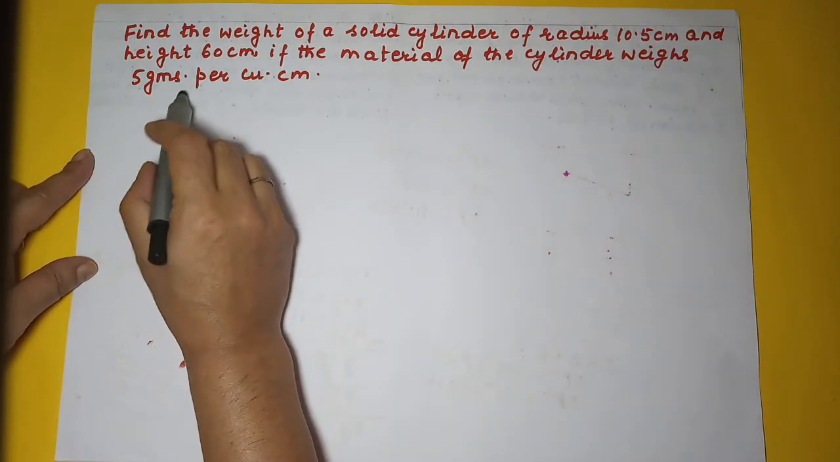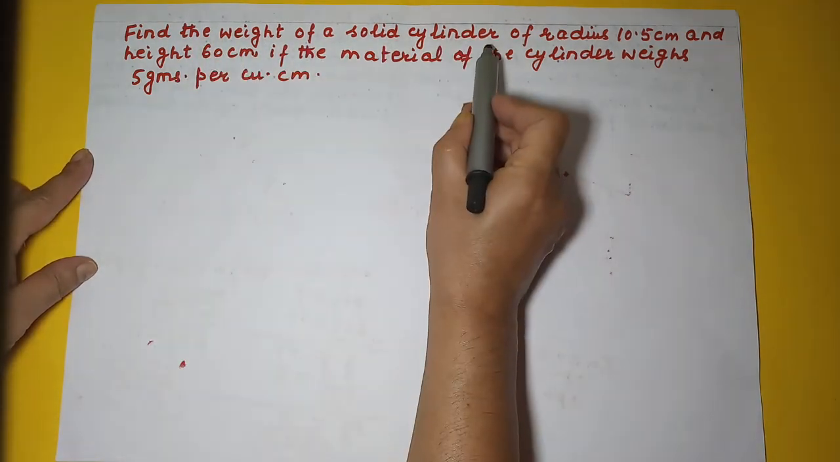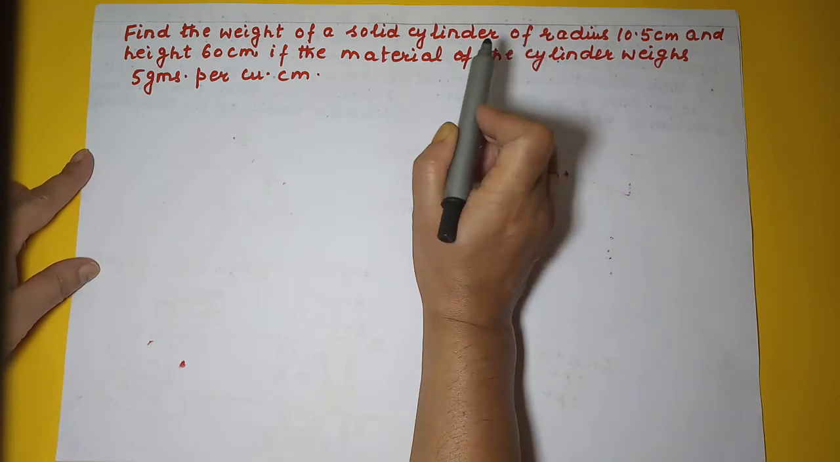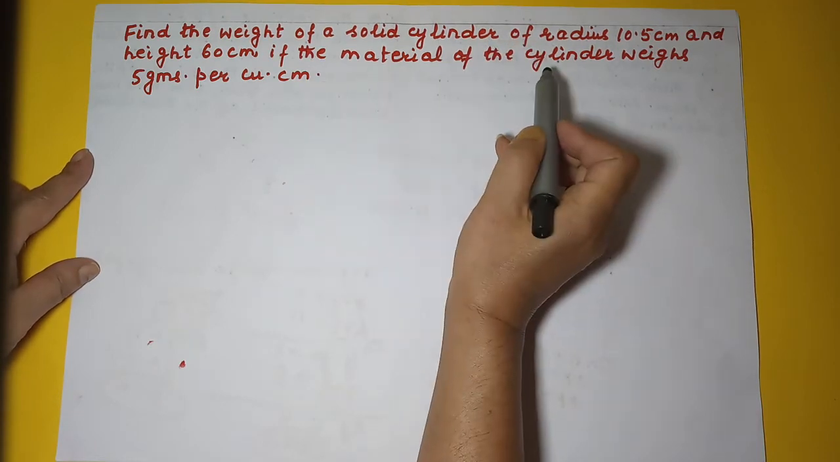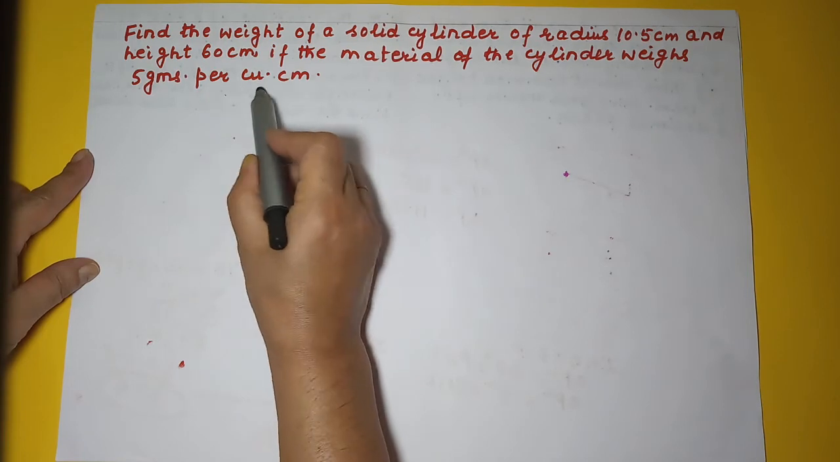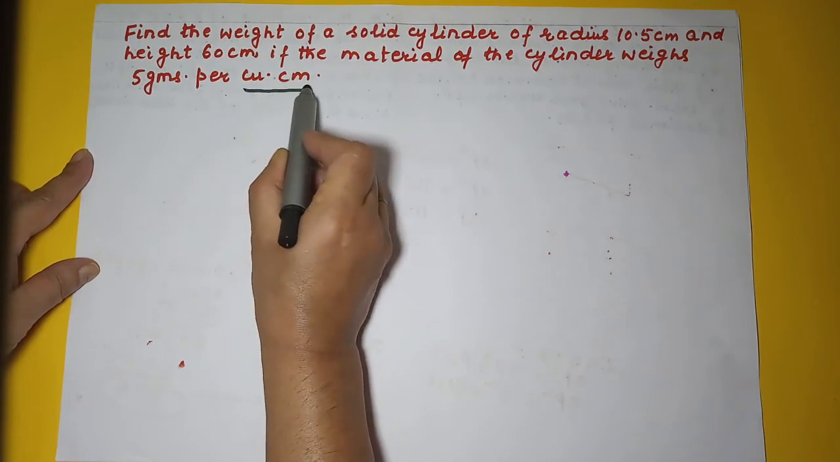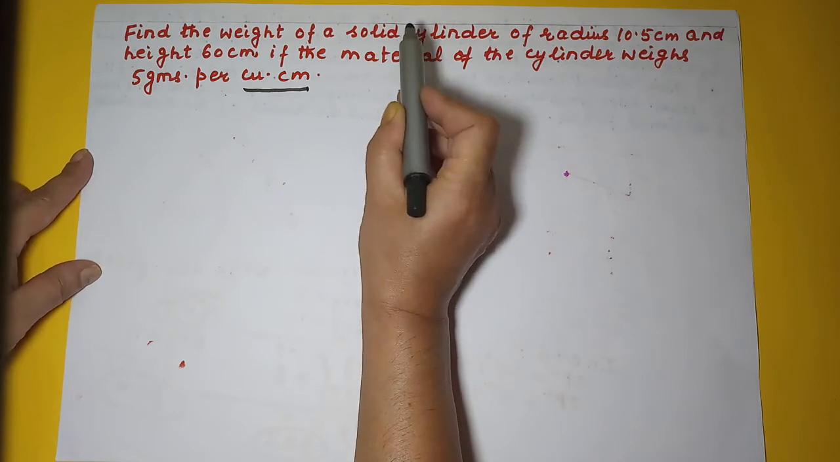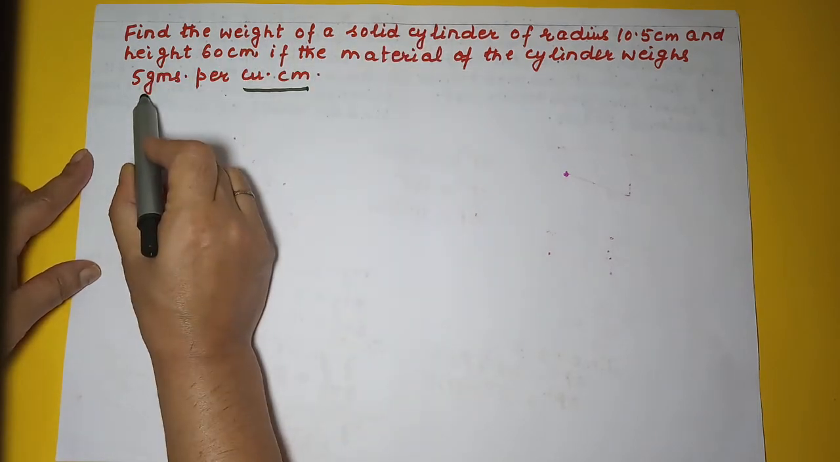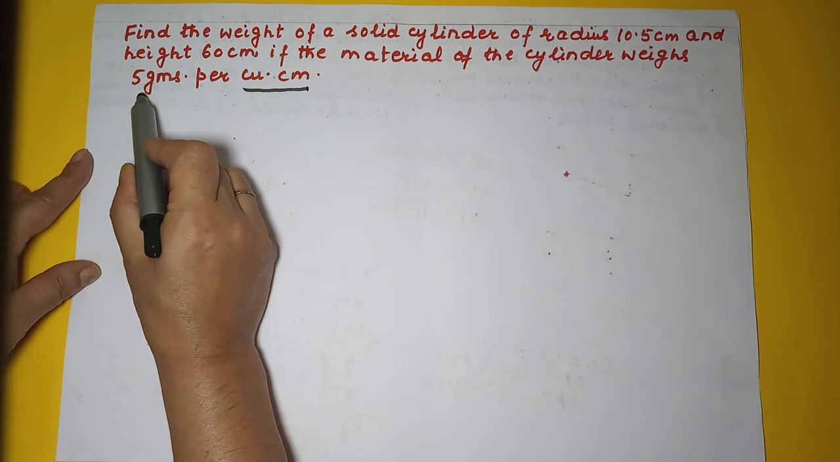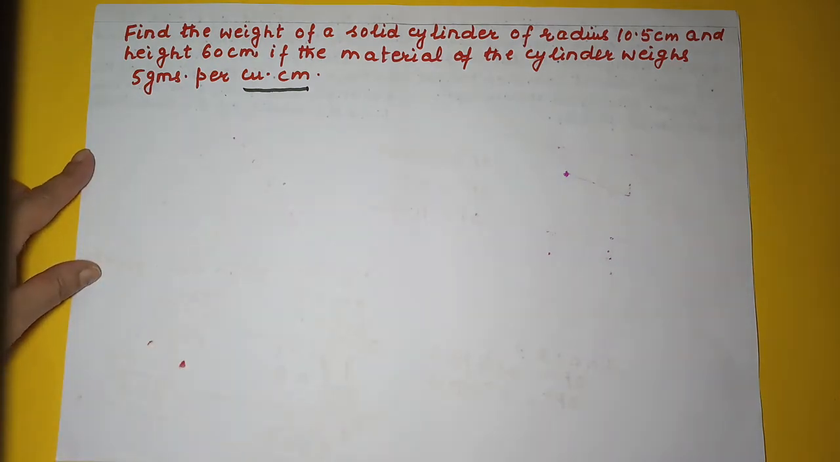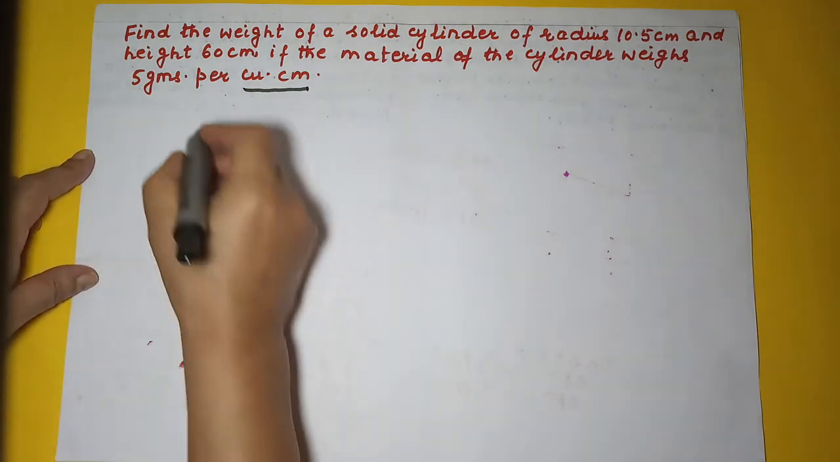We will calculate the volume of this cylinder, and then the material weighs 5 grams per cubic centimeter. We'll calculate the total cubic centimeters this cylinder is having, then multiply that by 5 in order to get the total weight of this solid cylinder. So let's proceed to do that. Let's first write the data.